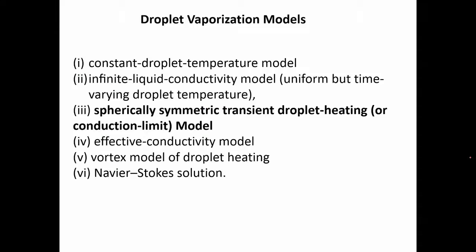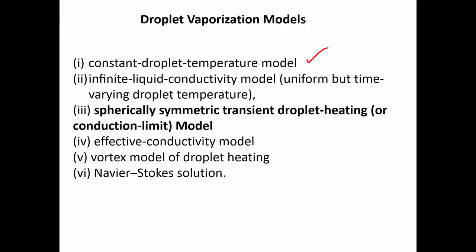Welcome to today's lecture. As promised, we would now take a look at the different droplet level models, the different droplet vaporization models, and we are going to go one by one. The first and simplest model is the constant droplet temperature model. This is the model that is going to yield you the d square law essentially.